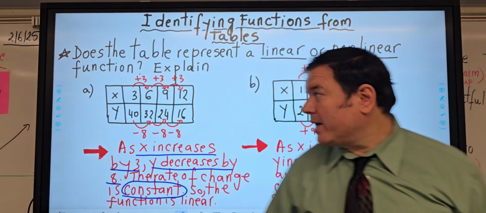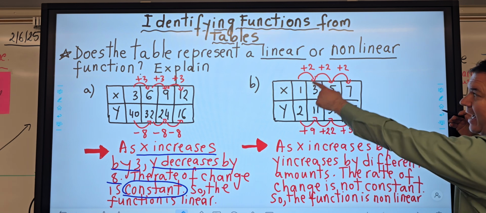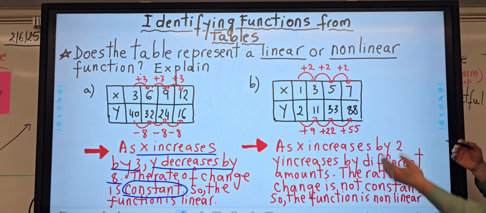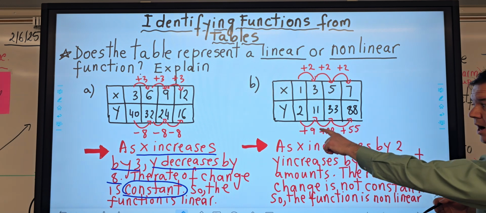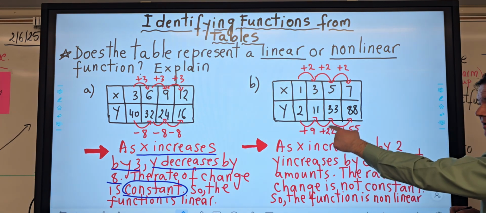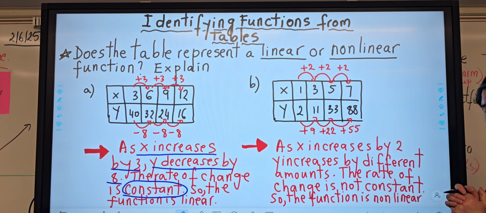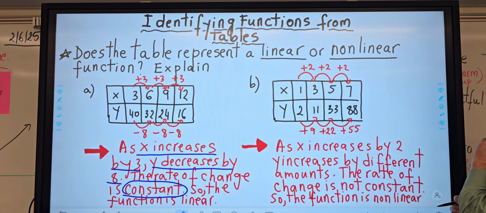Okay? Let's take a look at B now. So here we see that the x increases by 2 each time. We are okay for the x, but let's take a look at the y. Y increases by 9 first, from 2 to 11, and then from 11 to 33 we add 22, and then from 33 to 88 we are adding 55.